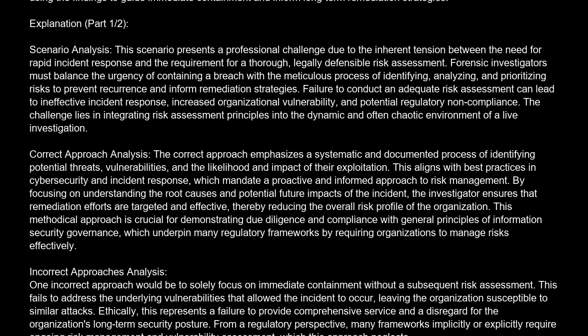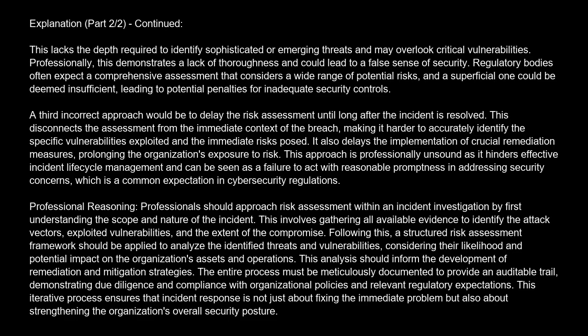Another incorrect approach would be to conduct a superficial risk assessment that only considers the most obvious threats. This lacks the depth required to identify sophisticated or emerging threats and may overlook critical vulnerabilities. Professionally, this demonstrates a lack of thoroughness and could lead to a false sense of security. Regulatory bodies often expect a comprehensive assessment that considers a wide range of potential risks, and a superficial one could be deemed insufficient, leading to potential penalties for inadequate security controls.